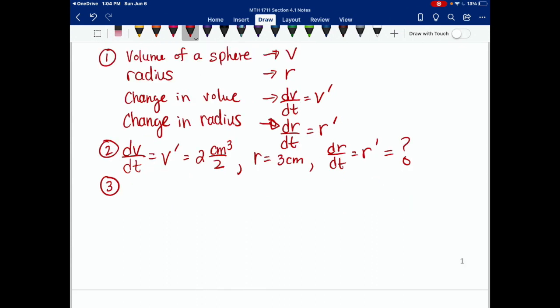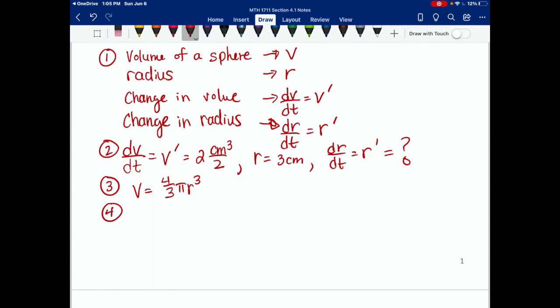Okay, step 3 says we're going to find an equation relating the variables in step 1. So the equation that we're dealing with in this example is going to be the volume of a sphere. And this is where it's really handy to have those reference sheets that I posted on Canvas for you, because it has a lot of formulas, especially geometric formulas listed on there. So the volume of a sphere is V equals 4/3 pi r cubed.